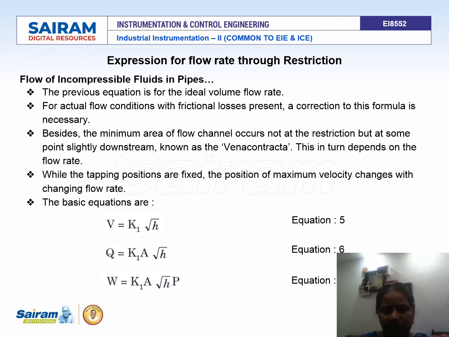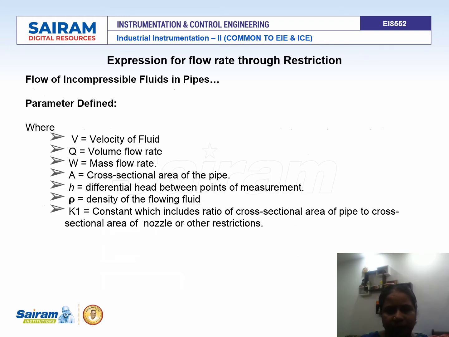The basic equations are as follows. The first equation is V equal to K1 by root H, and next is the volume flow rate Q.